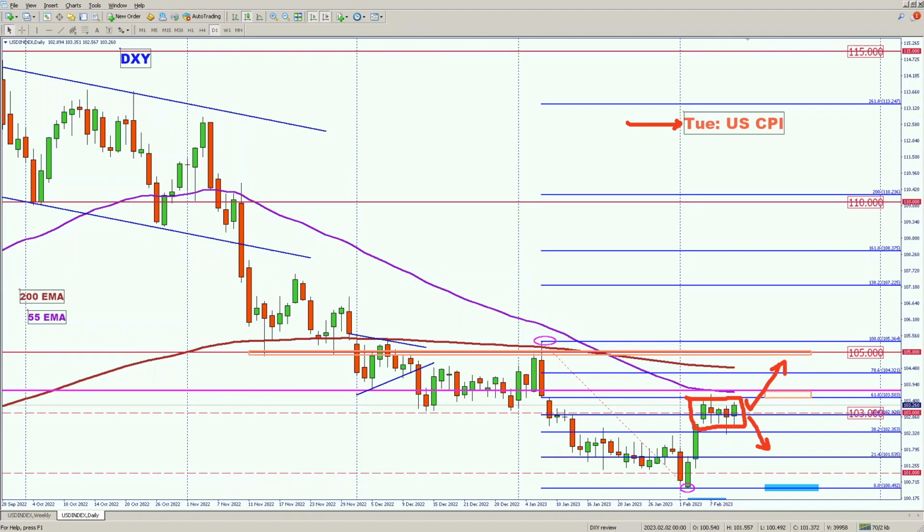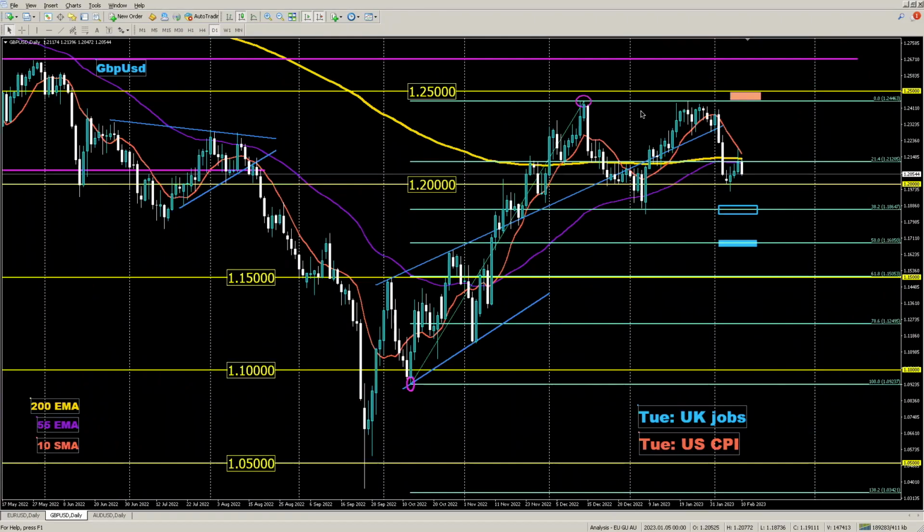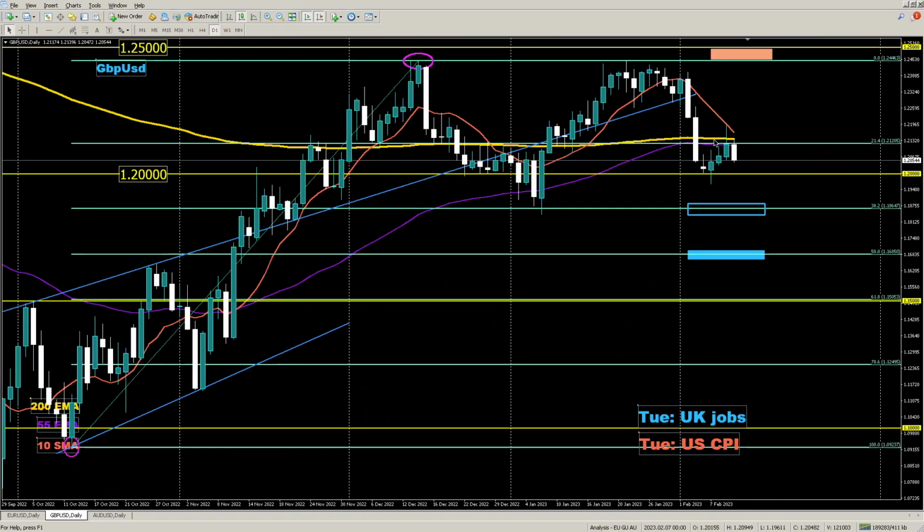All right, so let's move back to the other major pairs, and let's take a look at the cable, where after dipping lower right into the 120 key support level, it did manage to recover, but did not go too far, and was unable to close back above the daily 200 EMA. And Friday settled back down lower, below the 21 Fib retracement.